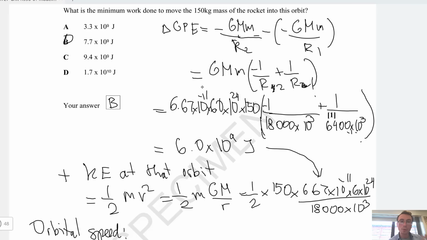Now, my problem with this question is that it assumes that the rotational energy initially is 0, but if this thing is being fired off from the equator, we're going to need to take away the kinetic energy that it already has due to the rotation of the Earth. So I believe the mark scheme is not 100% accurate, but let me know what you think in the comments.